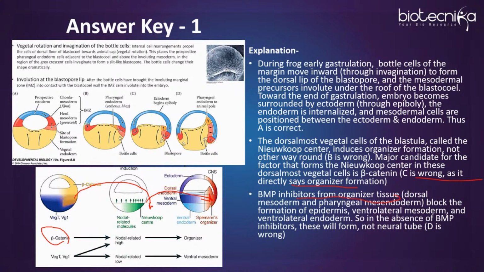And BMP inhibitors, they do not form the organizer, they are formed from organizer tissue. They block the formation of epidermis. Actually, this ectoderm can have two fates, right? It can have a ventral fate, it can have a dorsal fate. If it is dorsal fate, it will go for neural tube. If it is ventral fate, it will go for epidermis formation, right? So these BMP inhibitors at the dorsal side will not allow the formation of epidermis. So here they will form neural tube. But if BMP inhibitor is not there, then here also it will form epidermis, right? So in absence of that, it will not form neural tube. That's why the rest are incorrect.